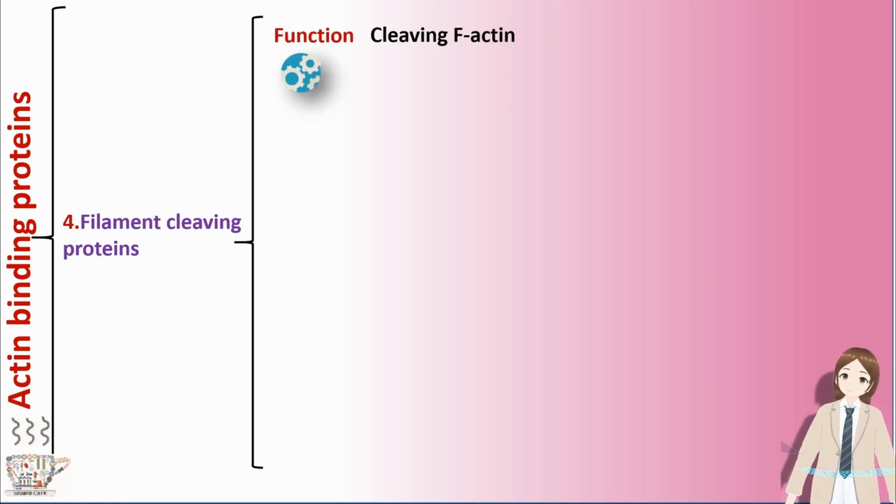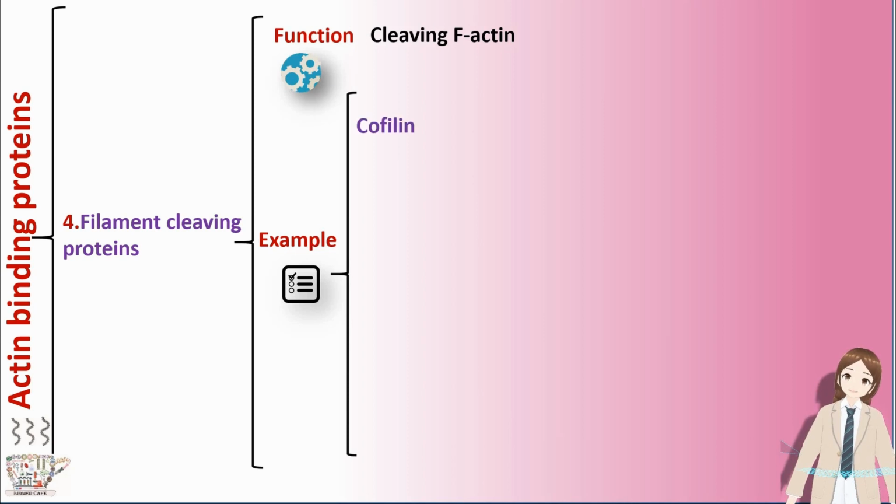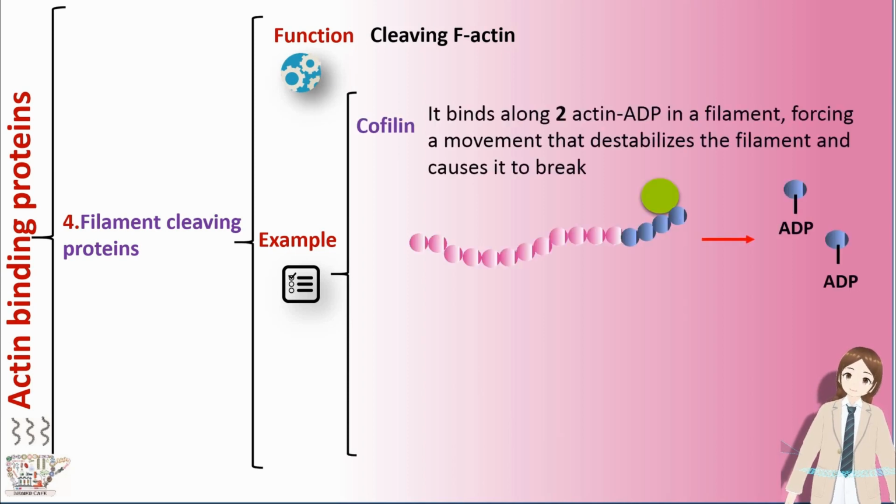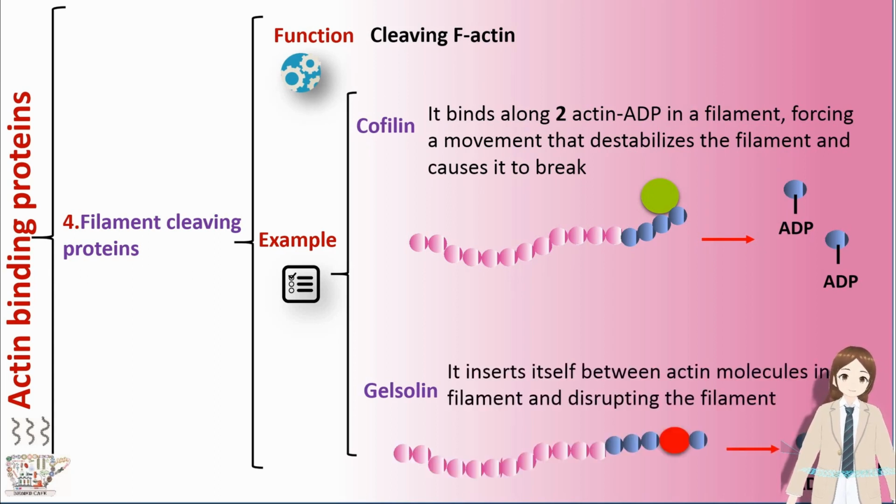Filament cleaving proteins. They play a role in cleaving F-actin. One example of filament cleaving proteins is cofilin. It binds along actin-ADP in a filament, forcing a movement that destabilizes the filament and causes it to break. Another example is gelsolin. It inserts itself between actin molecules in filaments and disrupts the filament.